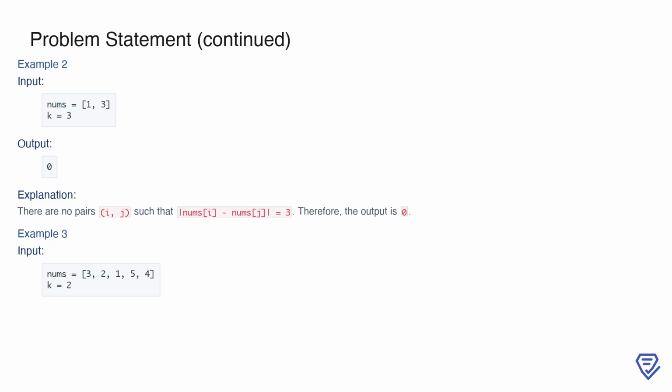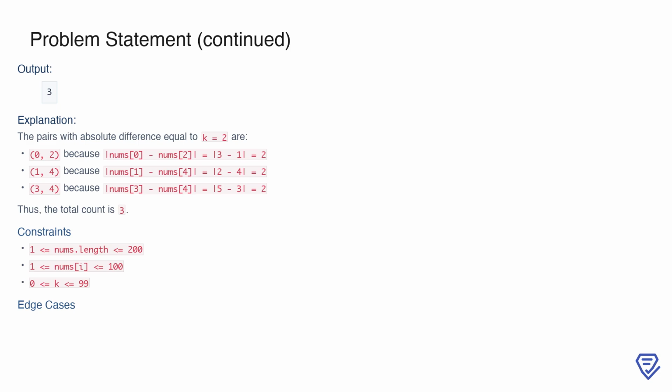Next, consider the input nums equals [3, 2, 1, 5, 4], and k equals 2. For this array, with k equals 2, we need to find pairs where the absolute difference between the elements is 2. The valid pairs are (0, 2), because |nums[0] - nums[2]| = |3 - 1| = 2; (1, 4), because |nums[1] - nums[4]| = |2 - 4| = 2; and (3, 4), because |nums[3] - nums[4]| = |5 - 3| = 2. This gives us a total of 3 pairs.